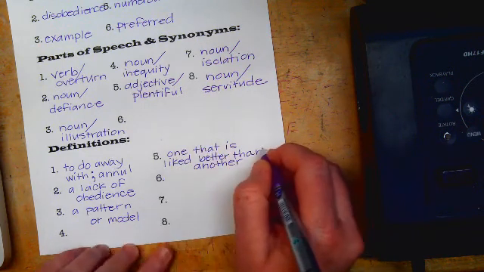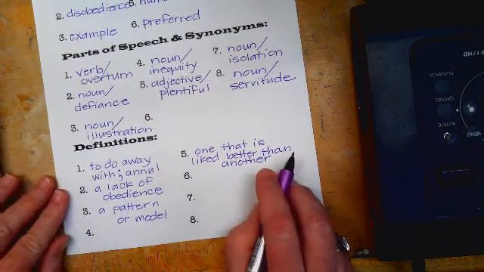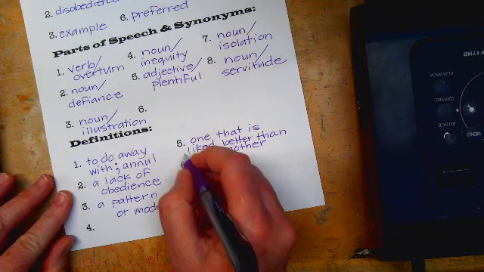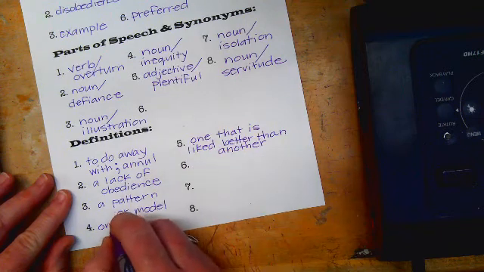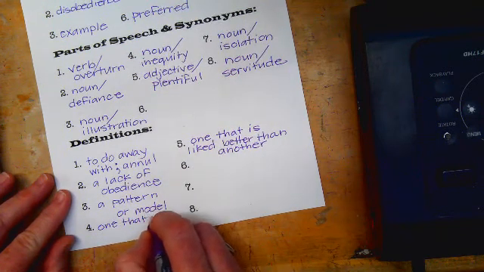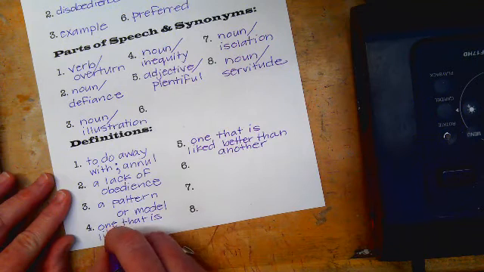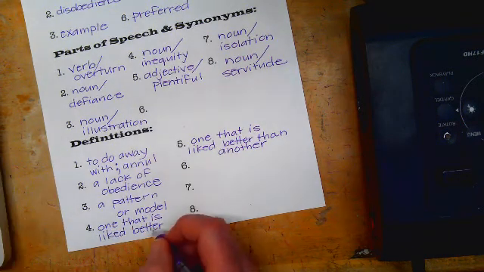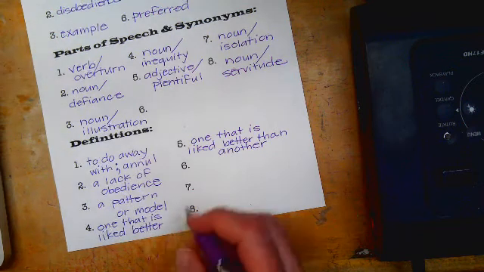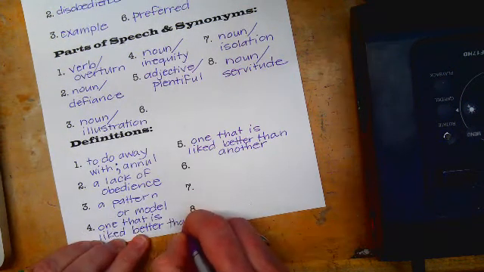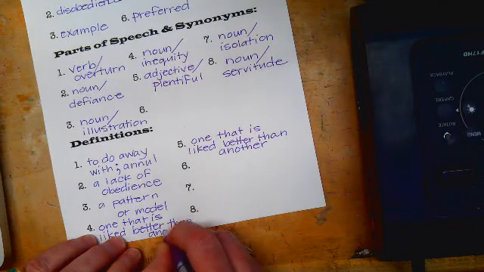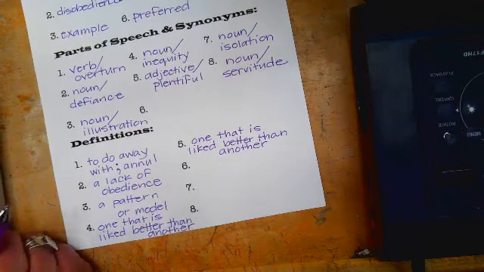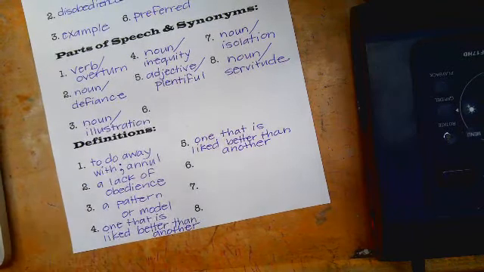Then let's see. Whoops, I messed up. That goes on 6. Or sorry, that goes on 4. I messed up. Whew. I was making sure my phone was off and I blew it. 1, that is liked better than another. Hang on just a quick second.